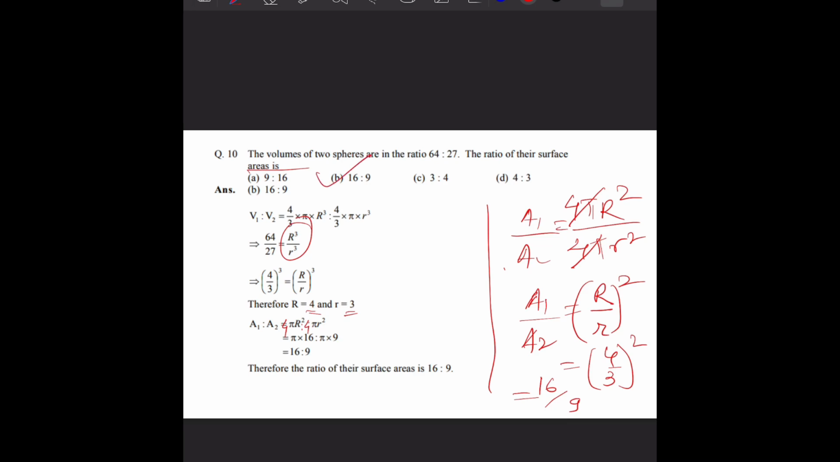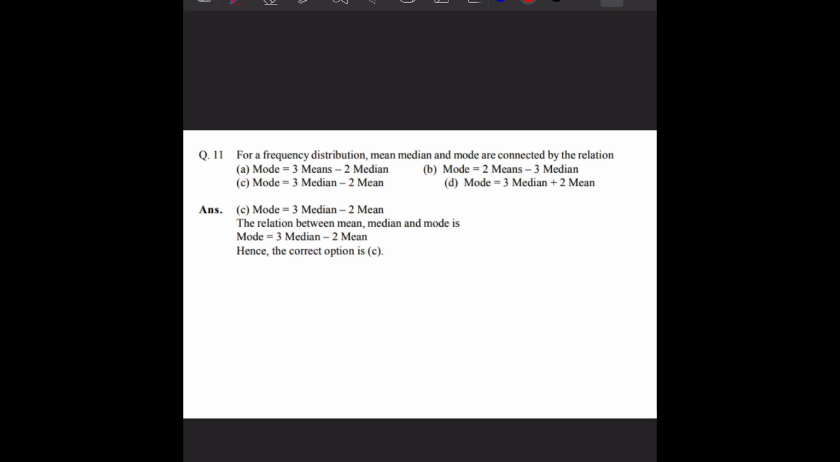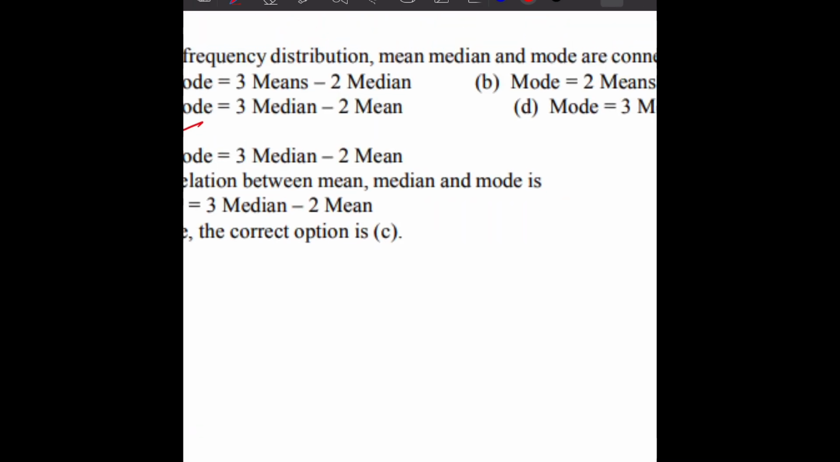Let's move on to the next. For a frequency distribution, mean, median, mode are connected by the relation. आपको ये रिलेशन पता होना चाहिए, आपको इसको याद करना चाहिए. This is important. What is mode? Mode is equals to 3 median minus 2 mean. Okay. So correct option is option C. Let's move on to the next.